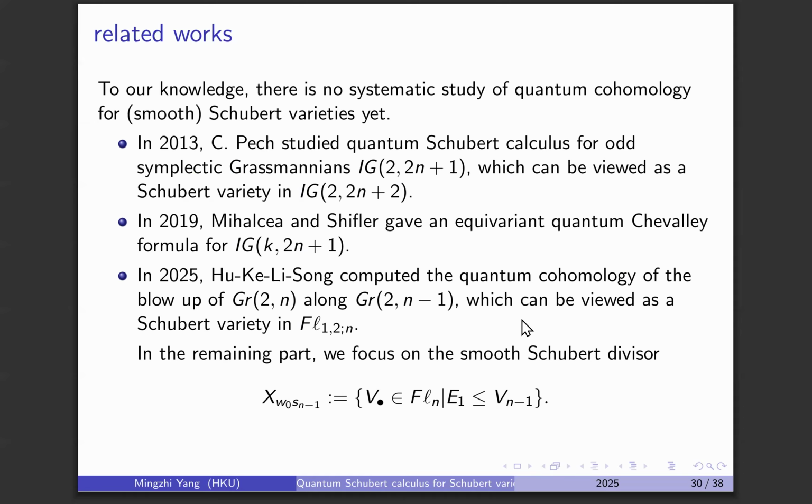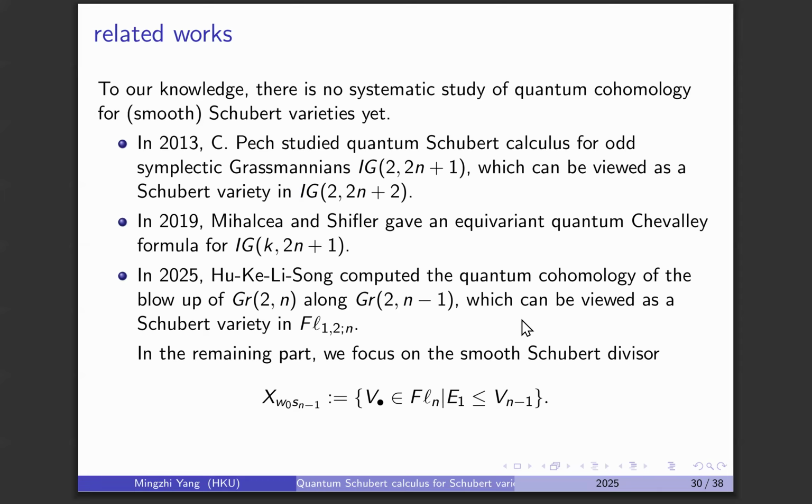Pech studied the quantum cohomology for odd symplectic Grassmannians for k equals 2, which you can also consider as a Schubert variety. And in 2019, Leonardo and Ryan gave an equivariant Monk-Chevalley formula, the equivariant version, for IG(k, 2n+1). And this year, Chang Zheng and his collaborator computed the quantum cohomology of a Grassmannian GR(2,n) and a sub-Grassmannian, and you can consider it as a Schubert variety in a two-step variety.